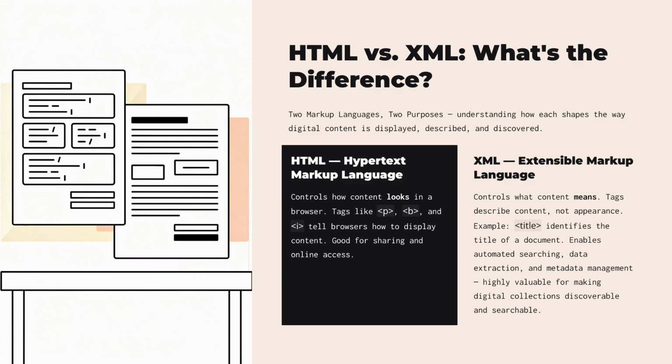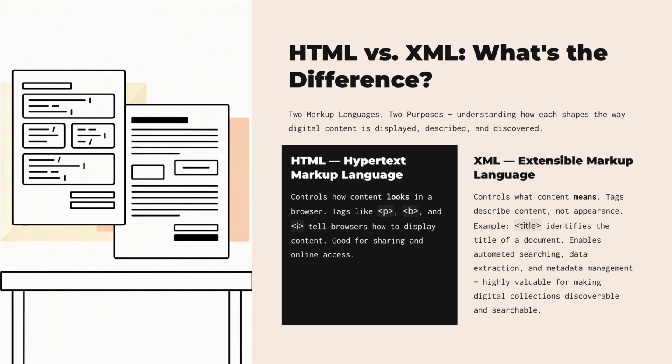XML is about meaning. It does not tell a browser anything about how to display content. Instead, it describes what the content is. If you tag a piece of text as the author of a document, any software that understands your XML schema can extract all the authors from your collection automatically. If you tag publication dates, you can sort and search by date. XML is the backbone of metadata schemas and is why structured digital collections can be searched, aggregated, and reused in ways that unstructured collections cannot.